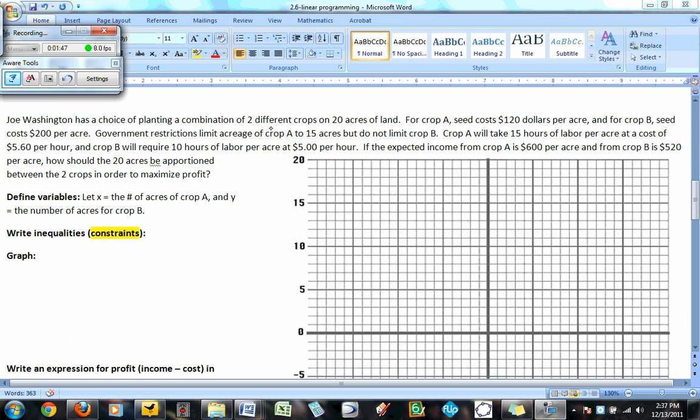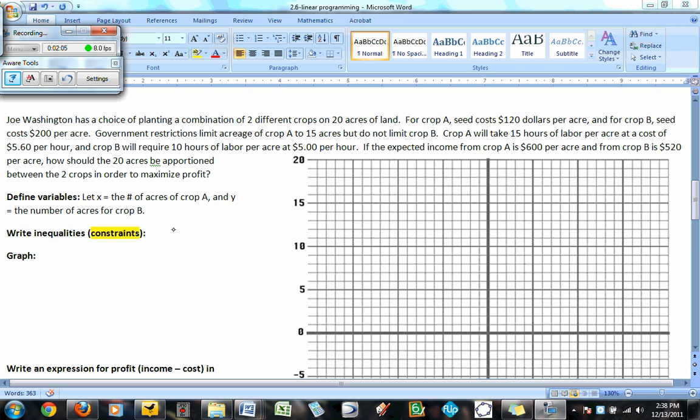There's a bunch of things we're limited by here, but what we want to do is just deal with the acres. We don't want to deal with anything that has to do with money right now, because when we get to the profit part, that's when we'll start taking information about the money. All right, so first of all, let's just talk about the crops.